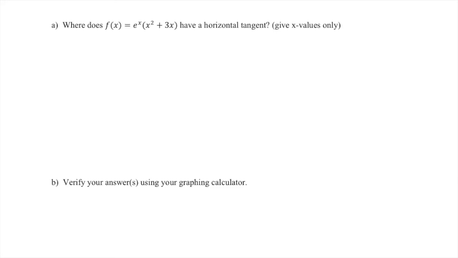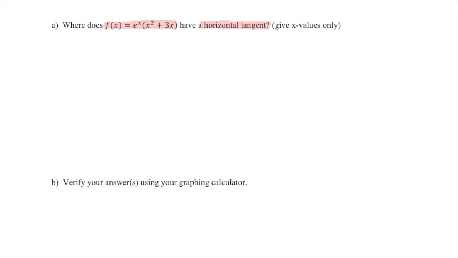Where does f of x equals e to the x times x squared plus 3x have a horizontal tangent? And we can leave our answers with just x values only. We'll go ahead and try to figure this out and then see if we can verify our answer using our calculator. So we're given a function and we want to know, where does this function have a horizontal tangent?